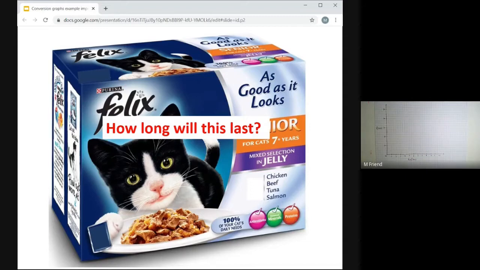Probably, though, the most important thing was, well, how many cats have you got? How many cats are going to be eating this food? If you've only got a couple of cats, it might last quite a long time. If you've got 50 cats at home, it probably doesn't last very long at all. So I hope it makes sense to you that the number one thing that helps us to answer that question, how long will this last, is just how many cats have you got?